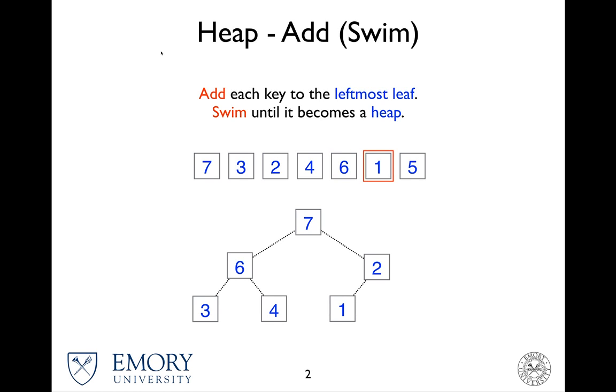1 gets added here. Compare 1 and 2. 2 is greater, so you stop. Now you add 5. Compare 2 and 5. 5 is greater, so swap. Then 7 and 5: 7 is greater, so you stop. Now that you're done, you have a heap that satisfies all the properties.